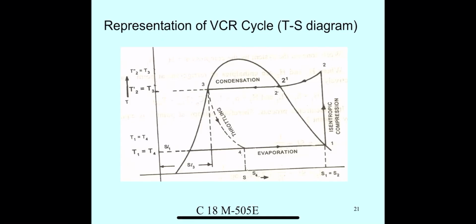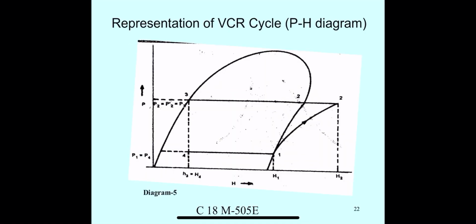So see 1 to 2, 2 to 3, 3 to 4. In this process, this is the ph diagram.